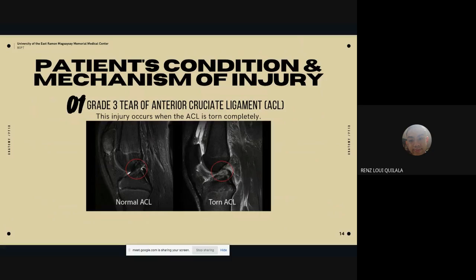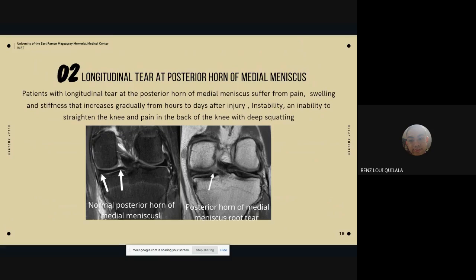So what is the patient's condition and the mechanism of the injury? For grade 3 tear of the anterior cruciate ligament, this injury occurs when the ACL is torn completely. Patients are usually in severe pain, inflammation and swelling will peak, and walking around on the limb will become difficult, if not impossible. The patient suffers from pain with a longitudinal tear at the posterior horn of the medial meniscus, and suffers from pain, swelling, and stiffness that increases gradually from hours to days after injury, instability, inability to straighten the knee, and pain in the back of the knee with deep squatting.